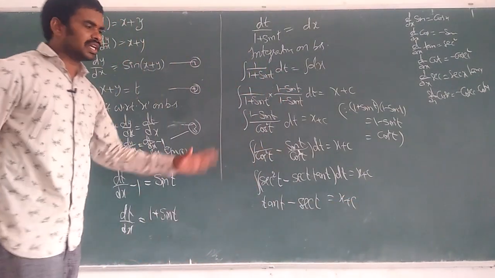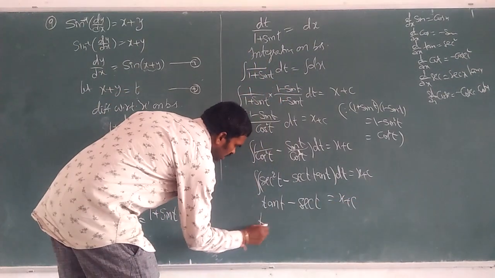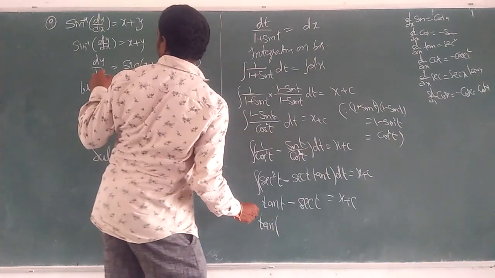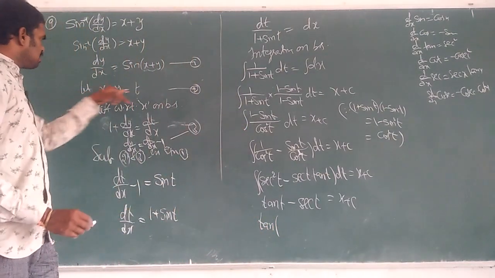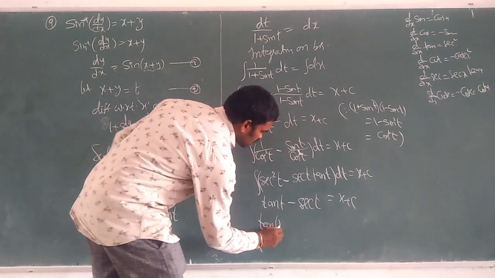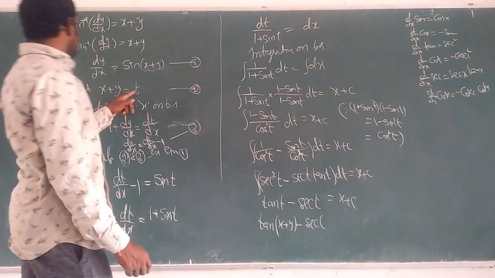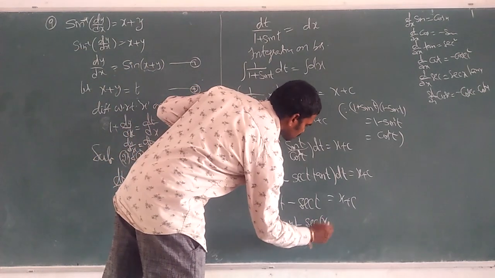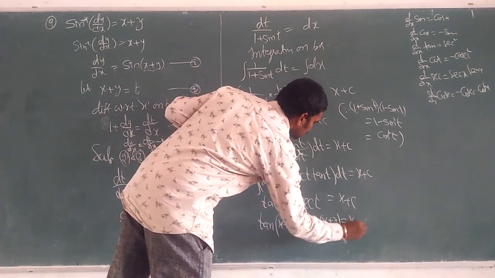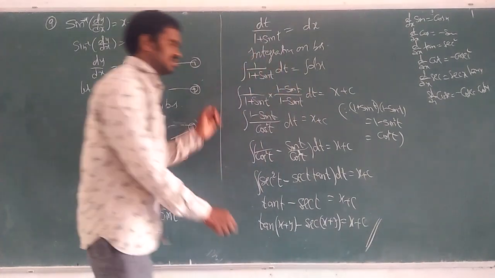Okay, almost all the solution is completed. And finally, tan of t means putting what t is here. Here t means x plus y. So tan of x plus y minus secant t, t means again x plus y, is equal to x plus c. This is the answer.